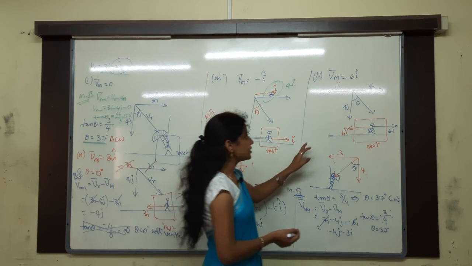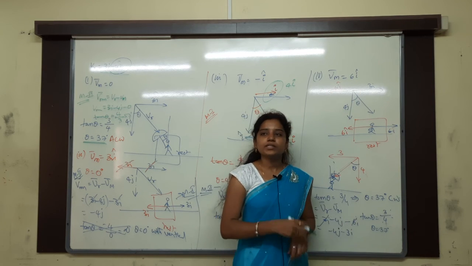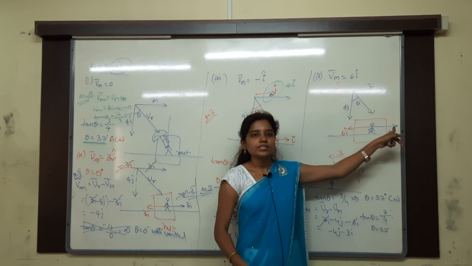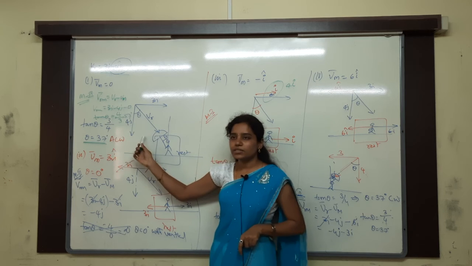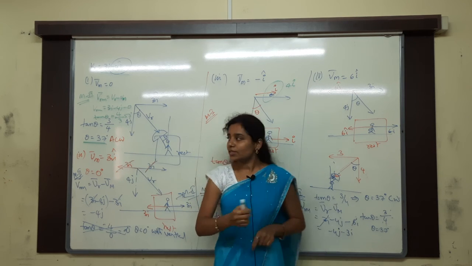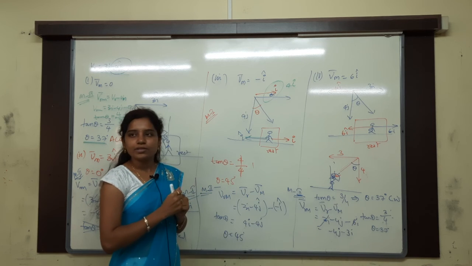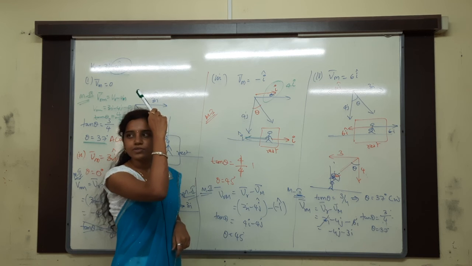Then the next, last case. VM is equal to 6i. Now the man's speed is doubled compared to the previous case. This is 3i, this is how much now? 6i. So initially he was at rest. So in which direction was the rain falling slantingly? Like this. I am only standing here. Whenever I am at rest, the rain was falling on me like this, so I hold the umbrella in this way.